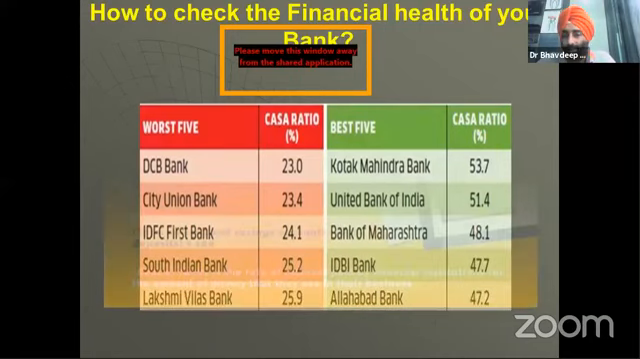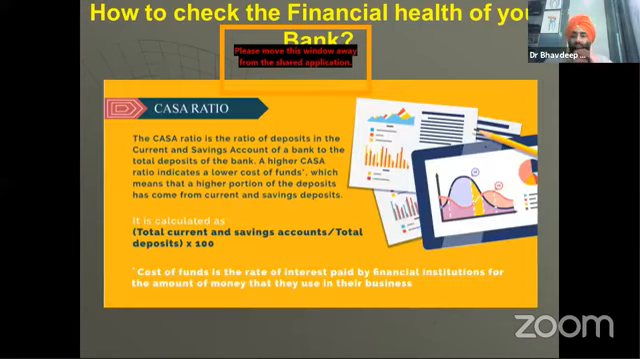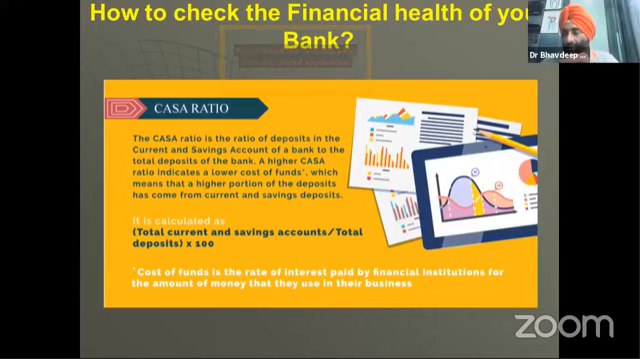So the CASA ratio is the ratio of deposits in current and savings accounts to the total deposits of the bank. A higher CASA means a lower cost of funds, which means a portion of deposits has come from current and savings accounts as well. People trust the bank and keep their money in there.